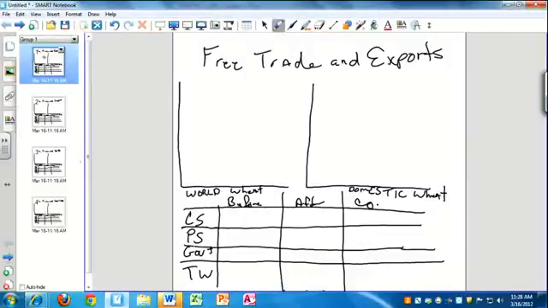Okay, so let's talk about the first graph. We're going to show free trade and exports. Now, like with any other graph we've had, here's demand and here's supply.